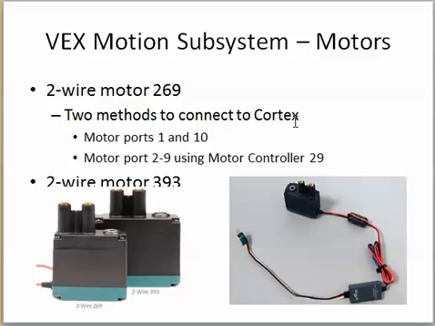Motors. There are two different types of motors. First of all, we have a 2-wire motor called the 269. It goes through motor ports 1 and 10, and ports 2 through 9 using motor controller 29. We also have a 2-wire motor called the 393.